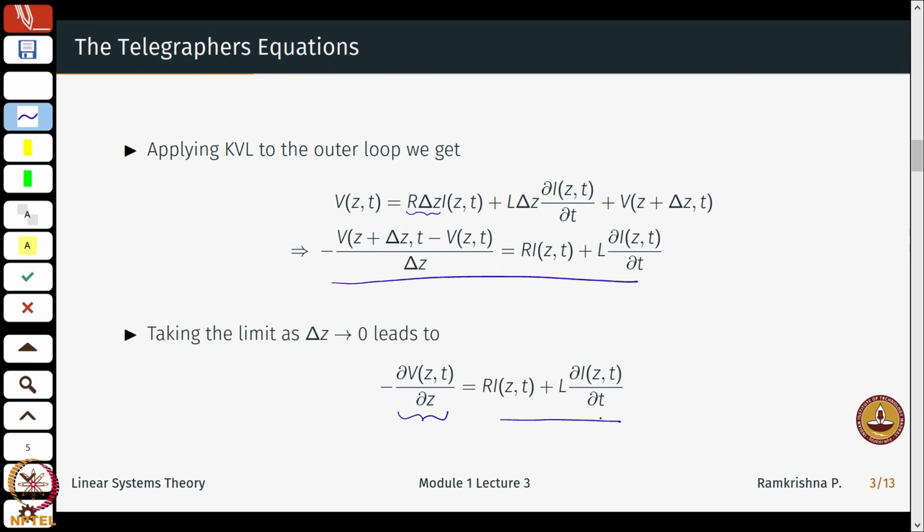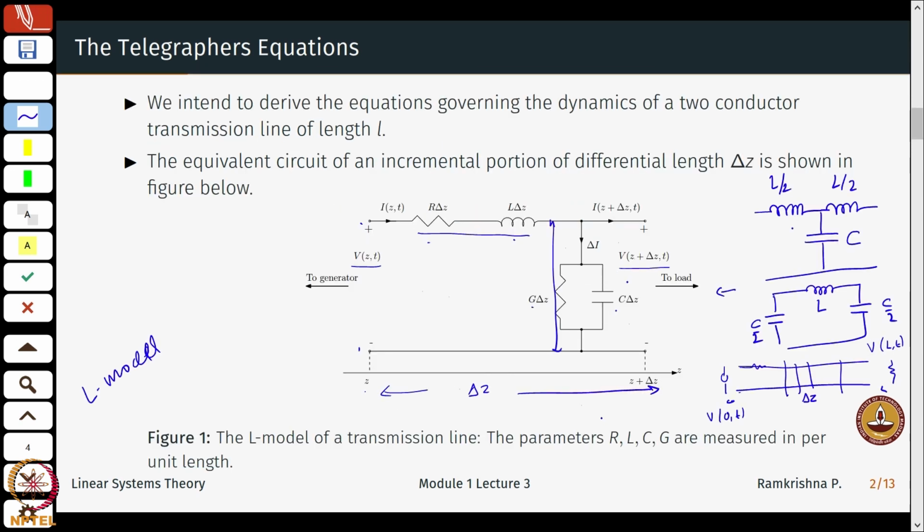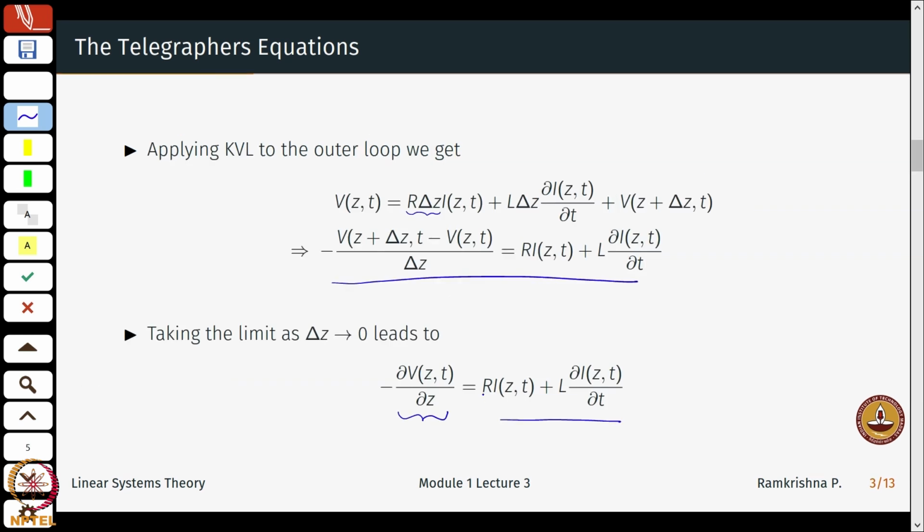So, this is the first equation, which starts from a lumped model of length delta z, to which I write down the equations for the entire line. It would look something like this. This is valid for all z between 0 and L. And these are essentially systems which are now governed by partial differential equations, also called PDEs. Infinite dimensional systems are the systems governed by partial differential equations.